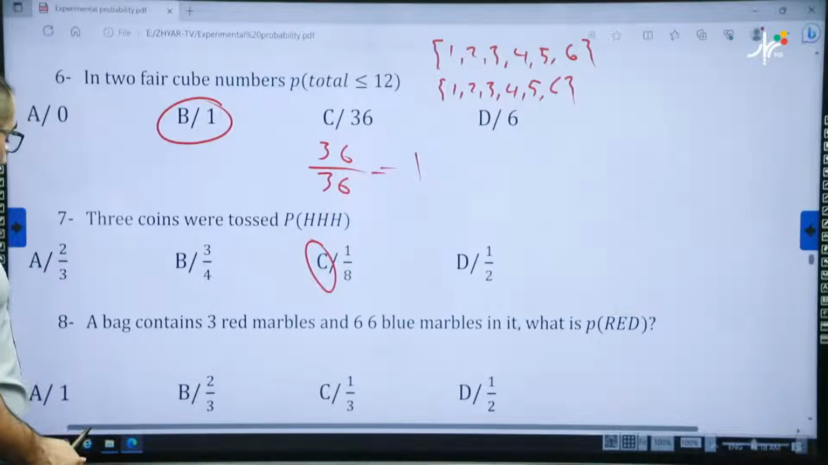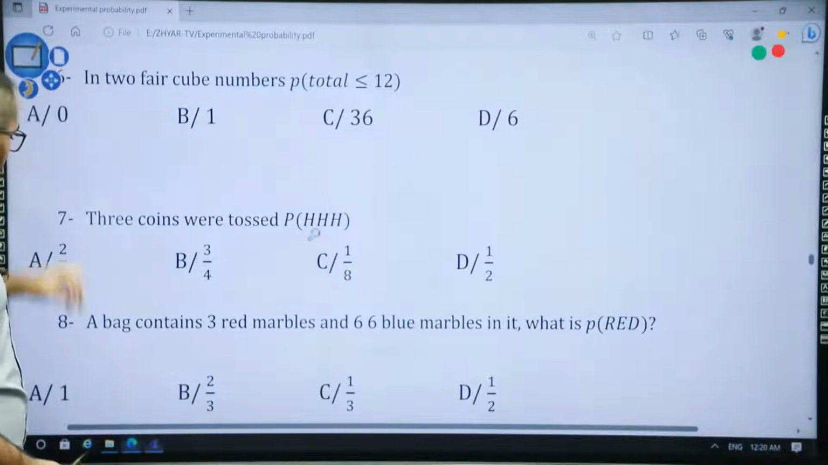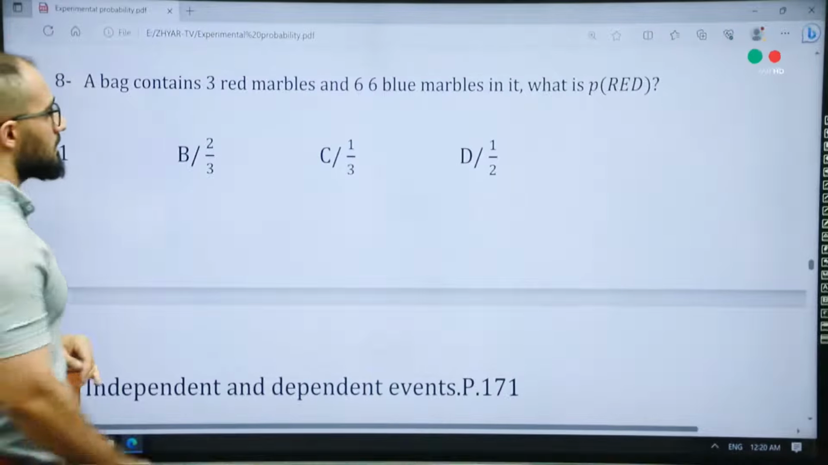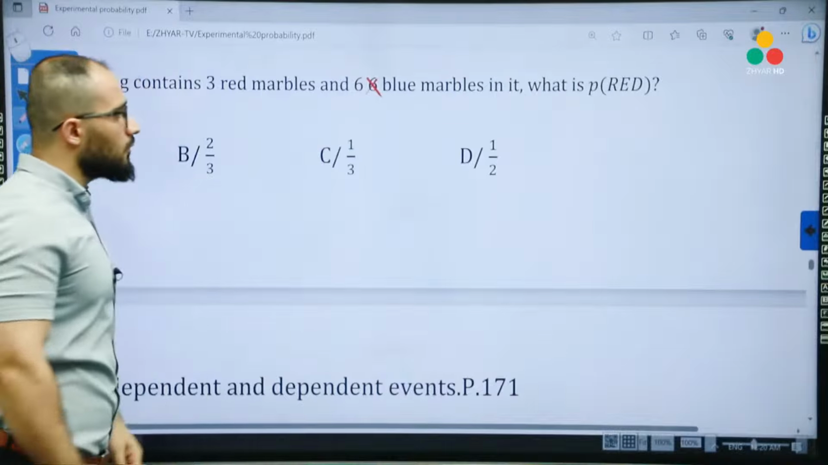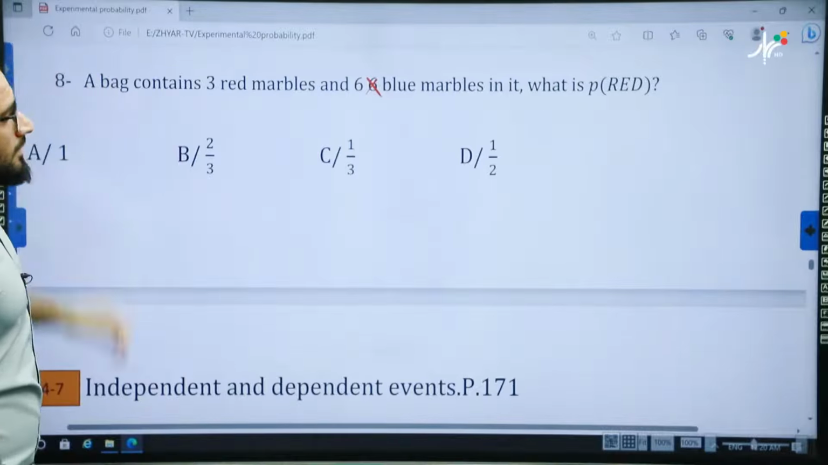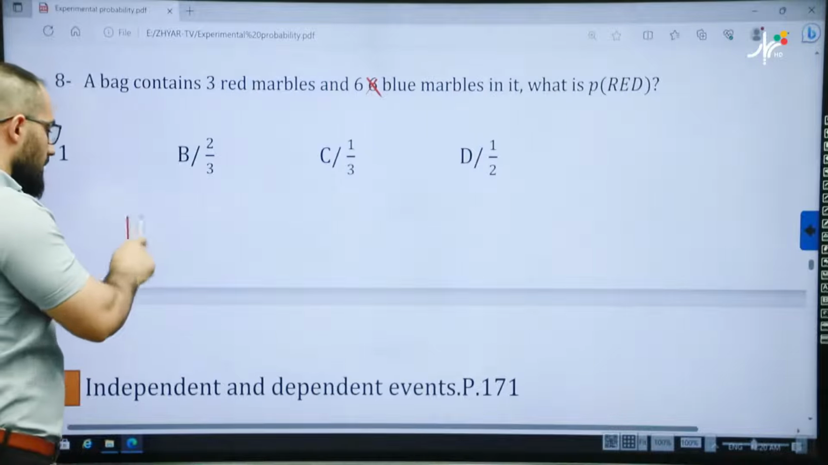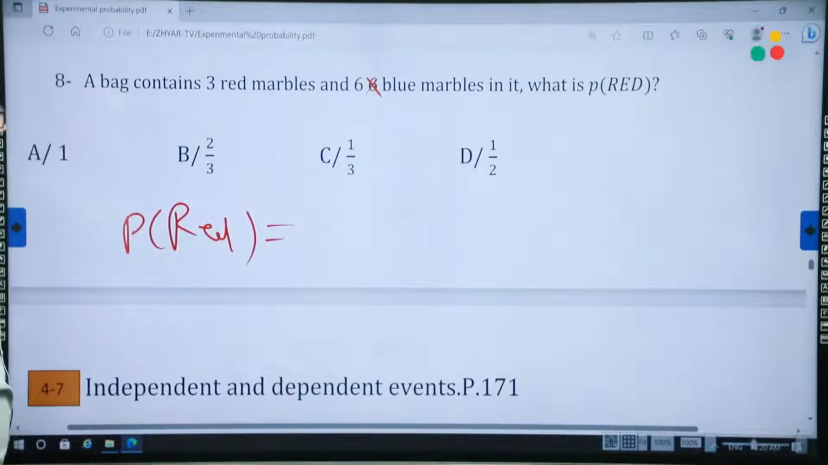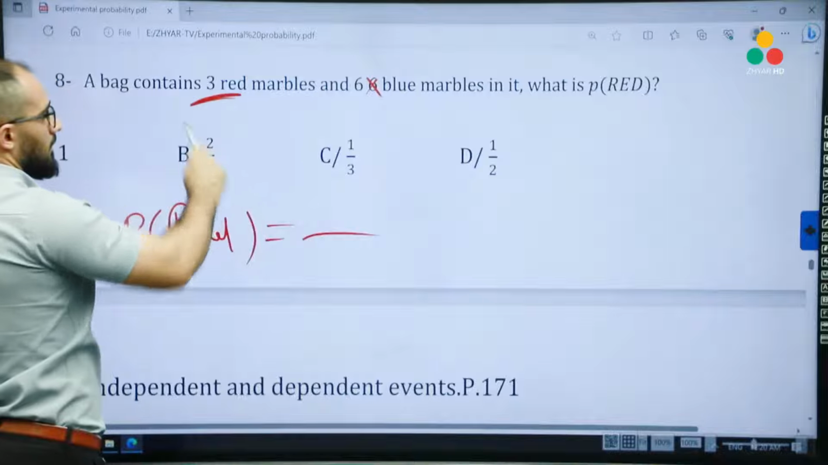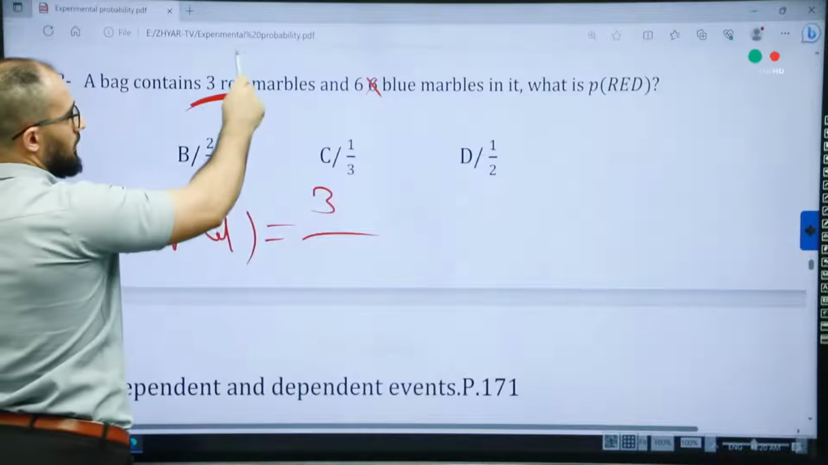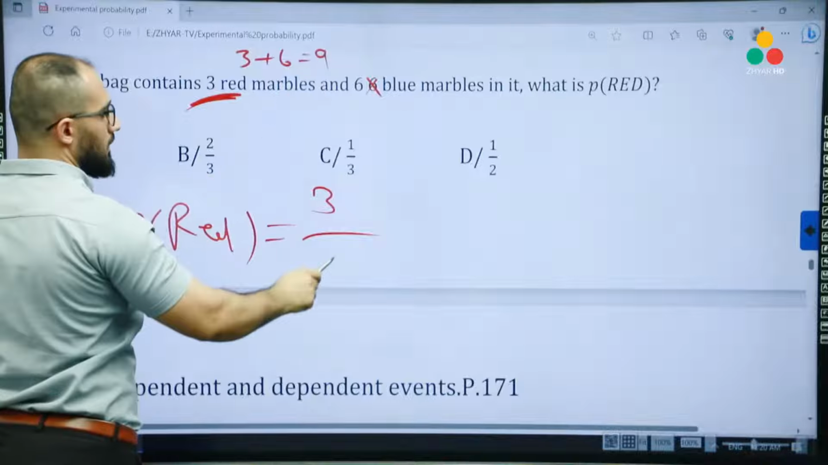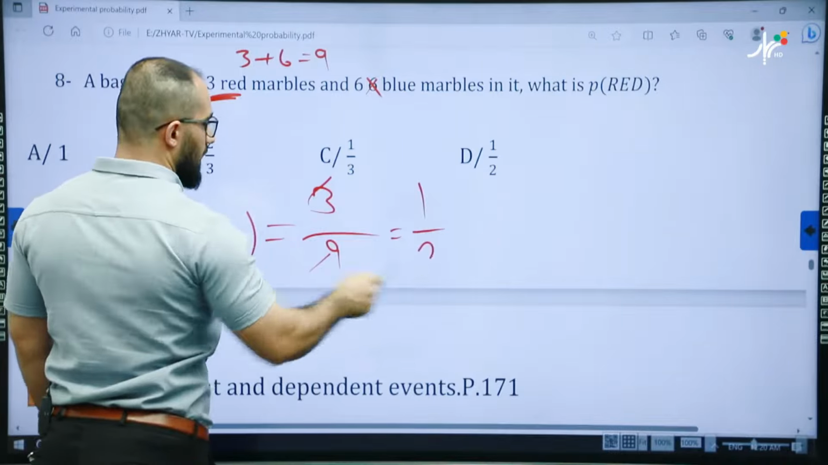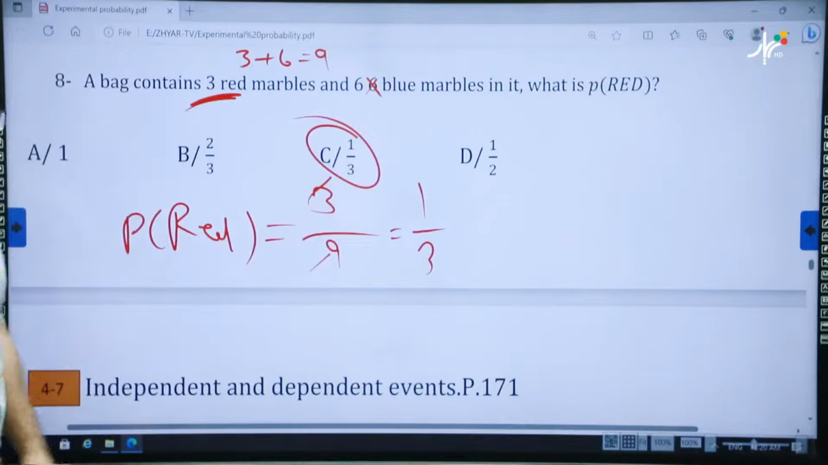The last question, it's question 8. We have a bag that contains 3 red marbles and 6 blue marbles in it. What is the probability of red? So P of red is equal to how many red are there? There are 3 red. What is the total? 3 plus 6 is equal to 9. So 3 over 9. Simplify it. Divided by 3, it's going to be 1 over 3. So the result is 1 over 3.